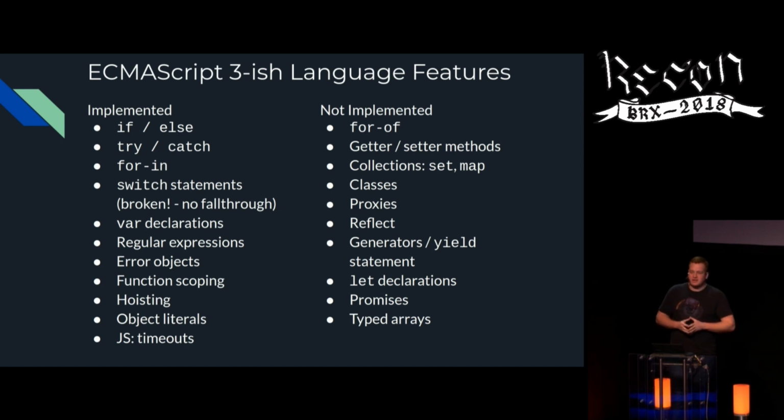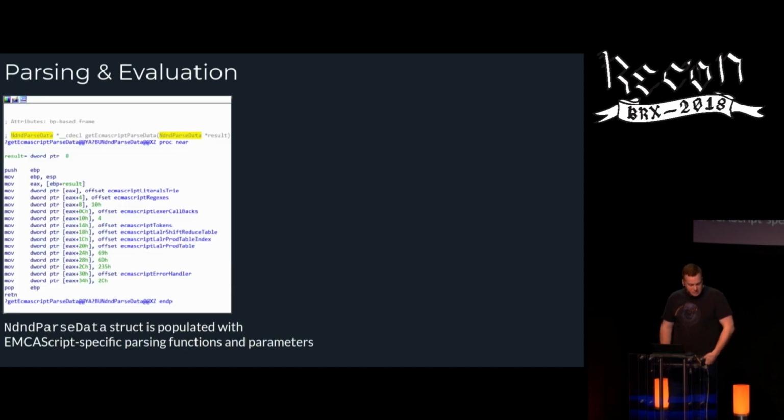I did find it interesting that they implemented the switch statement, but it's actually broken. Fall-throughs don't work, so this is just a unique eccentricity of this engine. It's not a full-on engine ready to be used in a browser or something like that. There are some weird bugs like that. And I have a demo showing how the switch statement is broken. I found that just from my reversing.